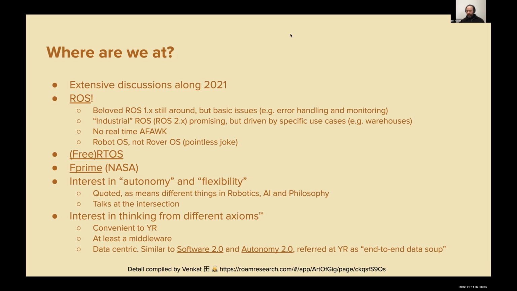Recently from Tesla and Lyft, there were papers and presentations called Software 2.0 and Autonomy 2.0, which touch on the different lights we've been discussing at YakRover, and the point is that it's really data-centric. So it's maybe not a new way, but a different way of seeing what an operating system could be. These are things we touched on last year.